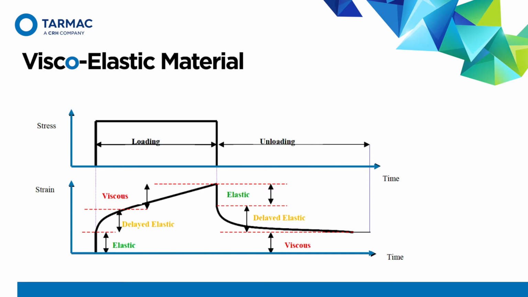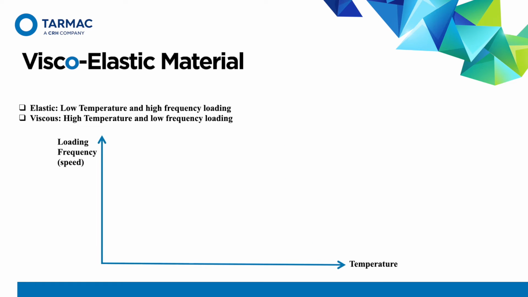Whether bitumen is viscous or elastic depends on two parameters, which are the temperature and the loading frequency, or the speed. It is more of an elastic material at very low temperature and high frequencies, and more of a viscous material at high temperature and low frequency of the loading. If we look at the graph below, the solid line shows the performance across loading frequency and temperature, and this can be divided into three regions.